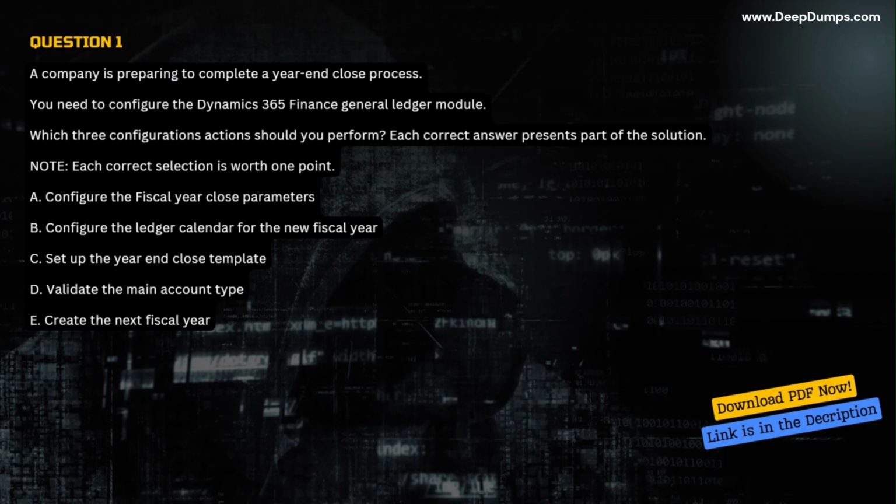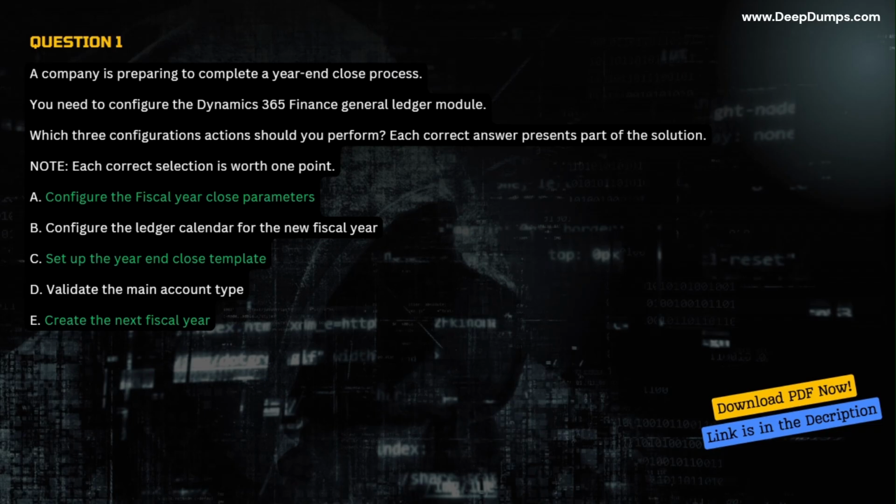A. Configure the fiscal year close parameters. B. Configure the ledger calendar for the new fiscal year. C. Set up the year-end close template. D. Validate the main account type. E. Create the next fiscal year.